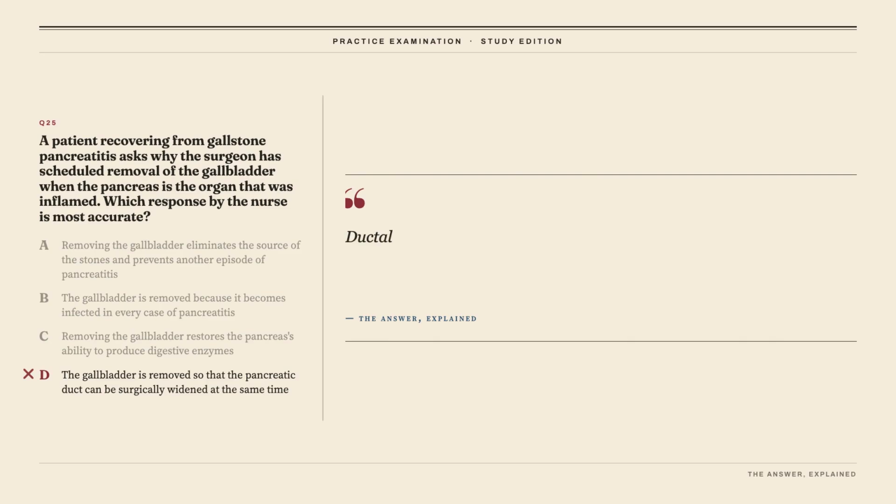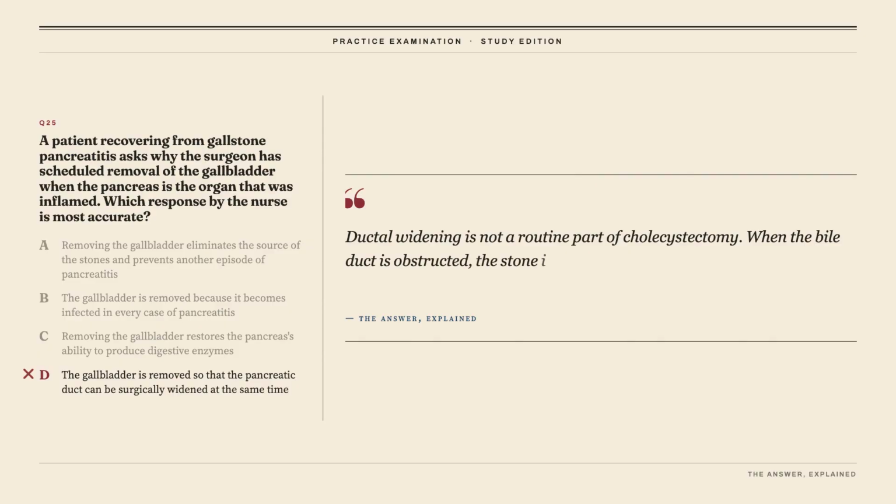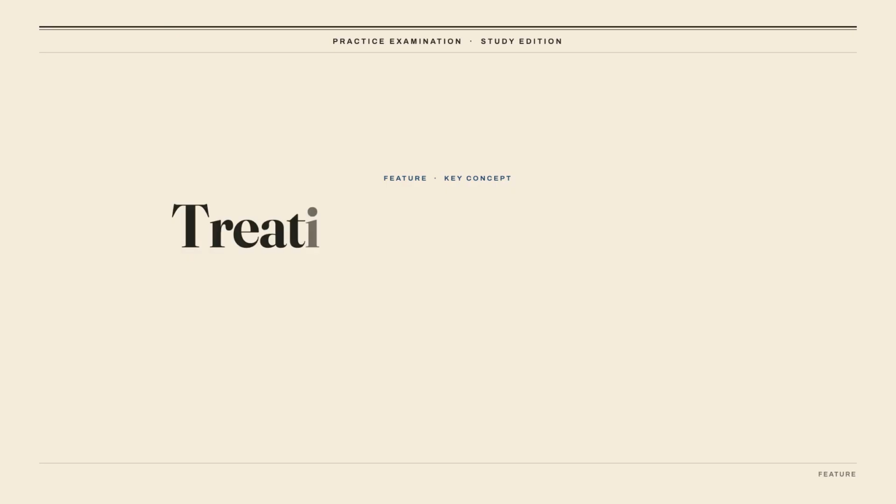D is wrong because ductal widening is not a routine part of cholecystectomy. When the bile duct is obstructed, the stone is removed and the sphincter of Oddi may be cut during endoscopic retrograde cholangiopancreatography, which is a separate procedure.